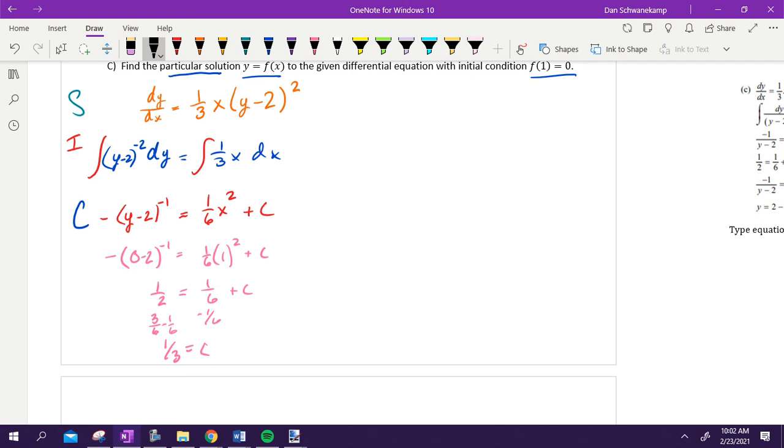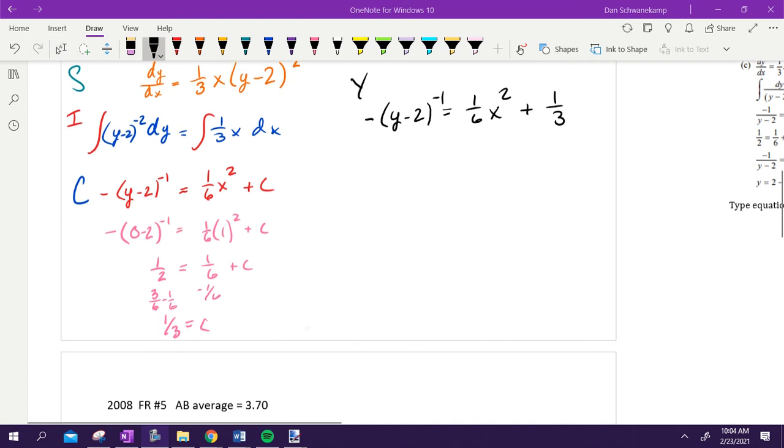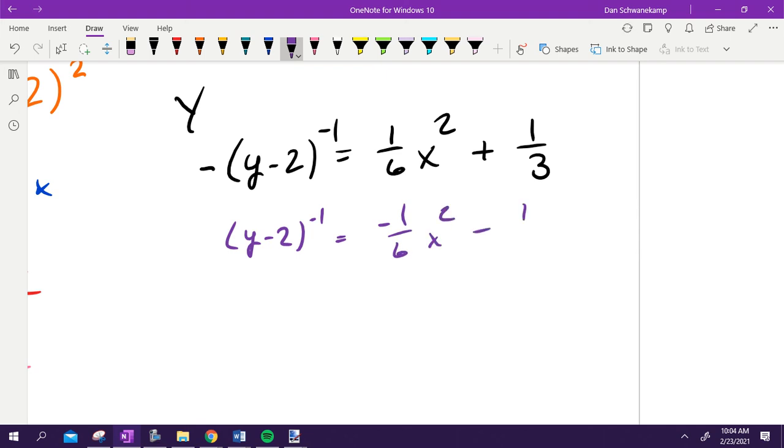Other things, separated, integrated, we solved for c. Now you're going to solve for y, so negative y minus 2 to the negative 1 equals 1/6 x squared plus 1/3. Go ahead and get y by itself. Keep going. All right, here we go. We are trying to get y by itself, so if we're getting y by itself, Austin, what'd you do next? Yeah, move that negative sign, so we're going to change all our signs over here on the right-hand side. So it's negative 1/6 x squared and a minus 1/3. Cool, we did that. Then what, Evan?